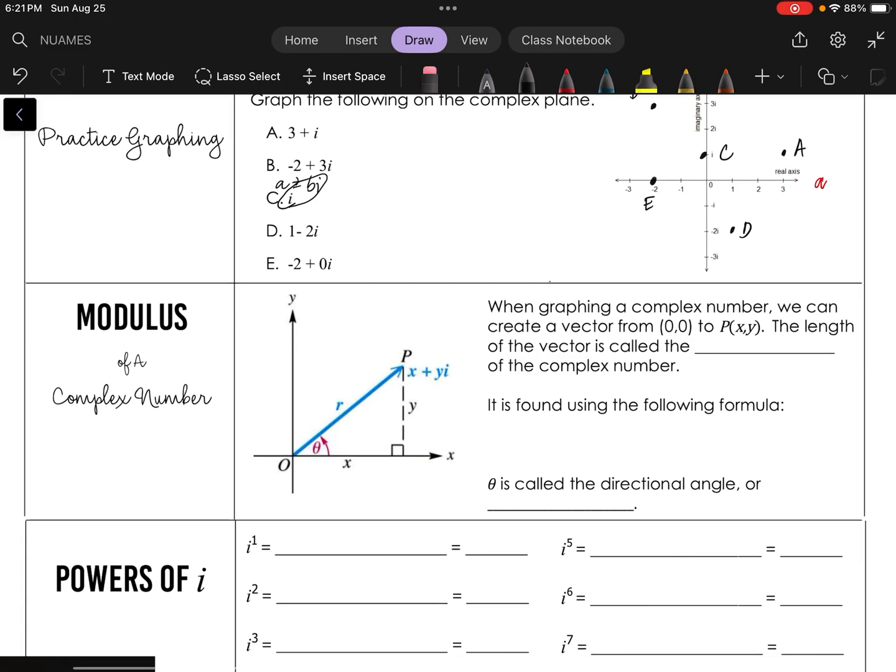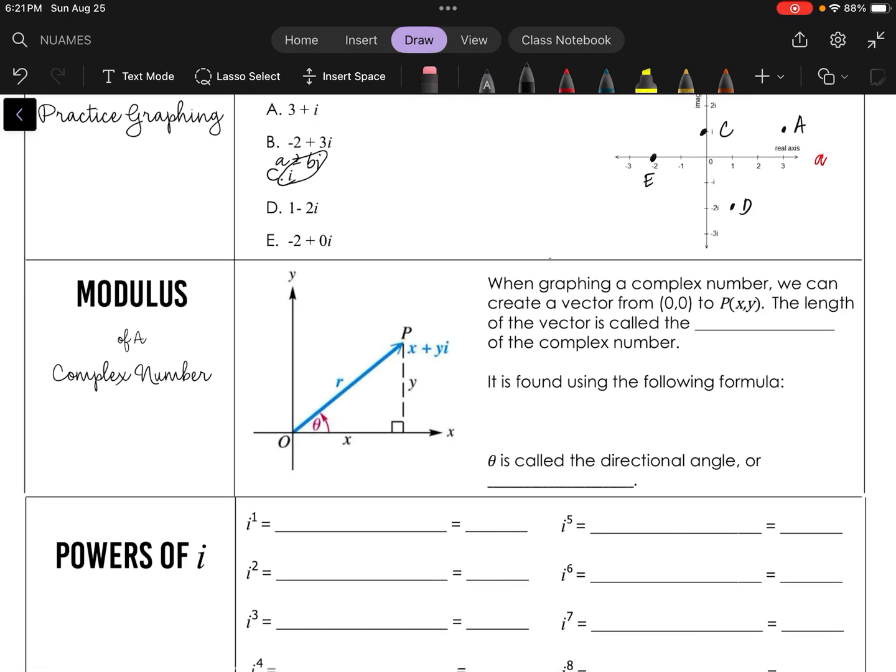Always remember that. In relation to that, there's a term that we use, modulus. Modulus is a term that we use in complex numbers. So when graphing a complex number, we can create a vector from 0, 0, which is this point, and then directly connecting that point from the origin to the point xy. So this is your xy point. Now the length of the vector here is called the modulus. So the blue line that you're seeing here is what you call the modulus, and it's found using this formula.